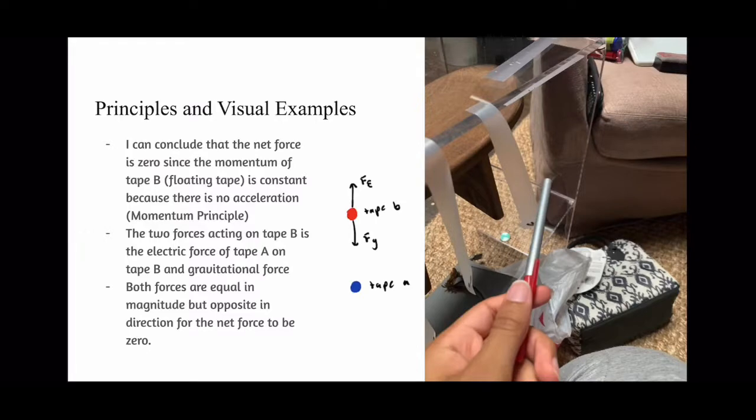Using the floating half of the experiment, I was asked to figure out the net force on the floating tape and the forces within the net force. The lab told you that the momentum of the floating tape was constant, so using the momentum principle, I concluded that the net force was zero due to no acceleration. The two forces acting on the floating tape are the electric force of tape A, the non-floating tape, on tape B, the floating tape. For the net force to be zero, we know that the two forces have equal magnitude but are opposite in direction due to Newton's third law, as shown in the free body diagram to the right.